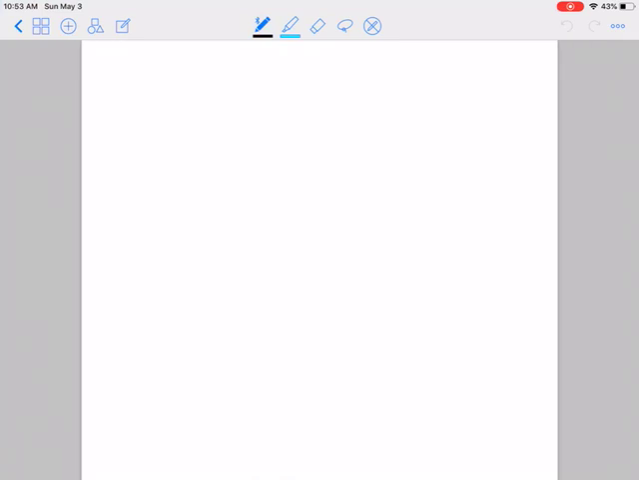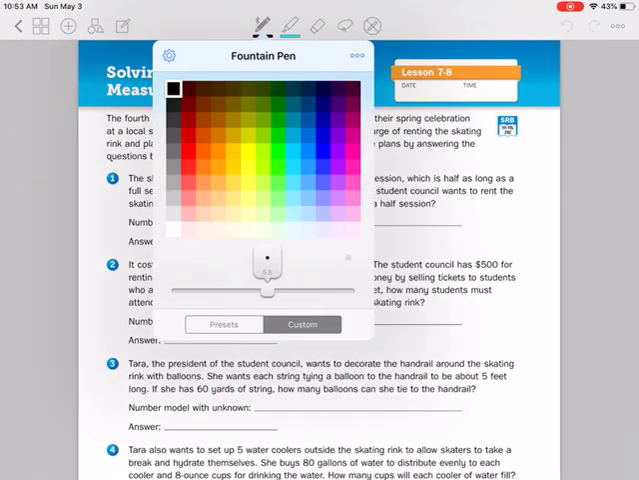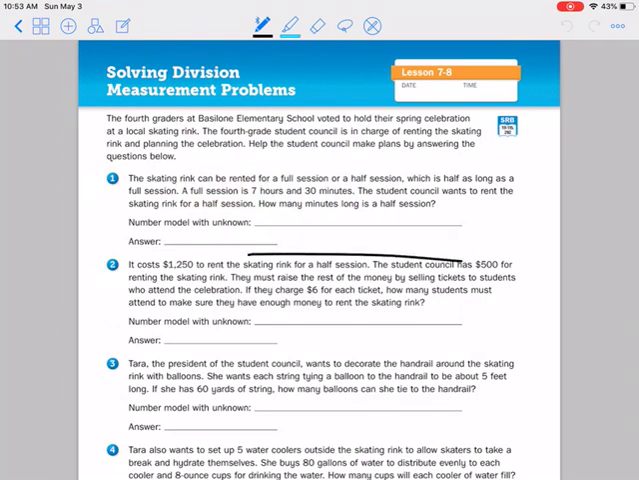So I have a piece of scrap paper over here that I'm going to be doing my work on because there is not enough room to do your work here. There's just no way. So let's read the directions.